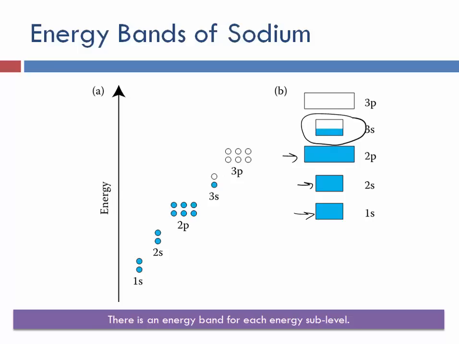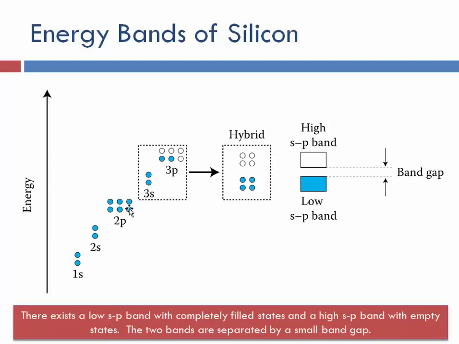So let's look at another example, and this is the example of silicon, where silicon has 2, 4, 6, 8, 10, 12, 14 electrons. Well, in silicon what happens, you have the 1s, the 2s, and the 2p band, but here in the 3s, 3p orbitals, something sort of strange and unique happens.